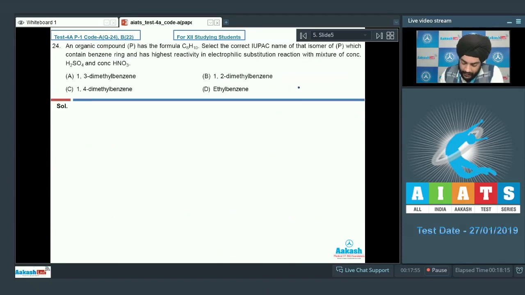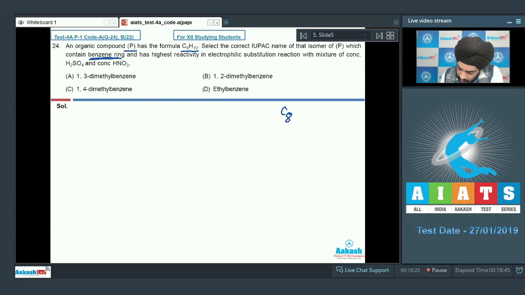Question number 24. An organic compound P has the formula C8H10. Select the correct IUPAC name of that isomer of P which contains a benzene ring and has highest reactivity in the electrophilic substitution reaction with a mixture of concentrated H2SO4 and concentrated nitric acid. So students, the examiner seems to be interested in the benzenoid isomers of this formula C8H10.